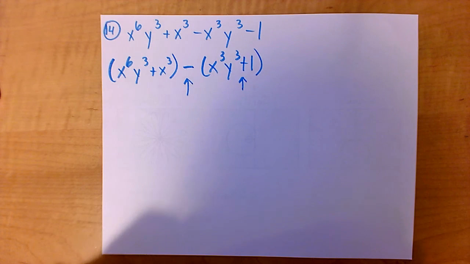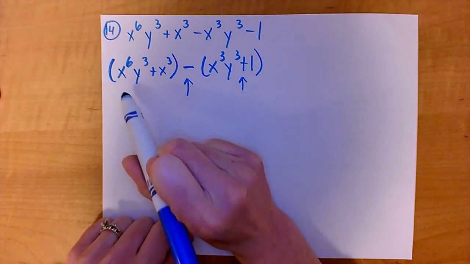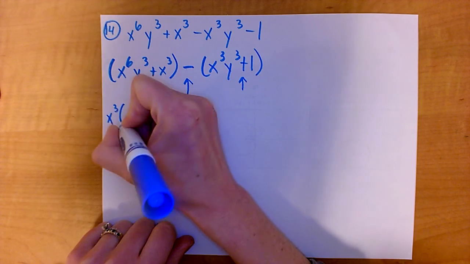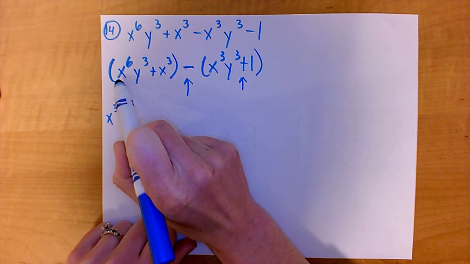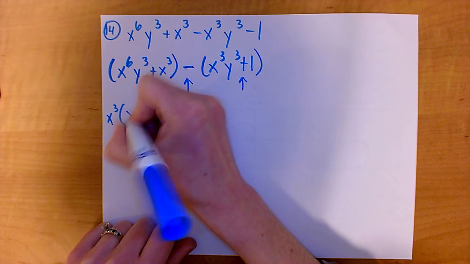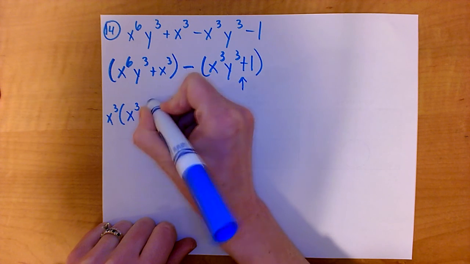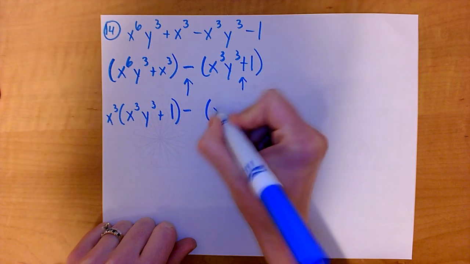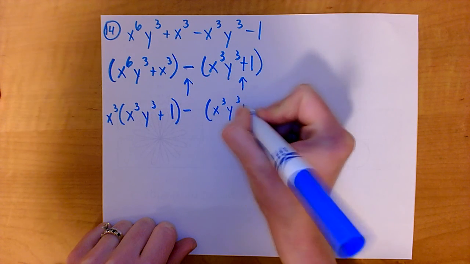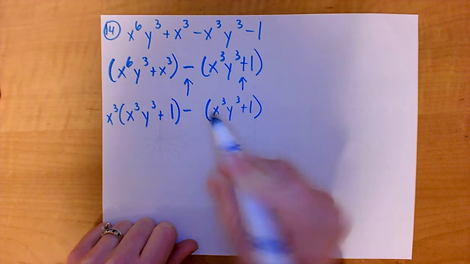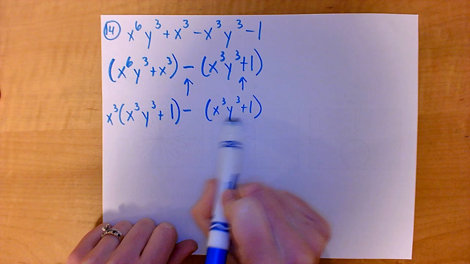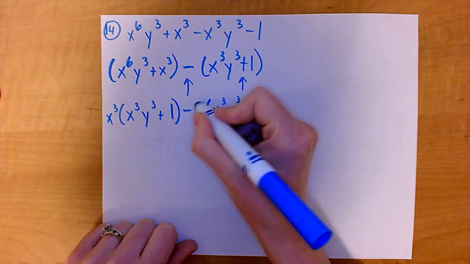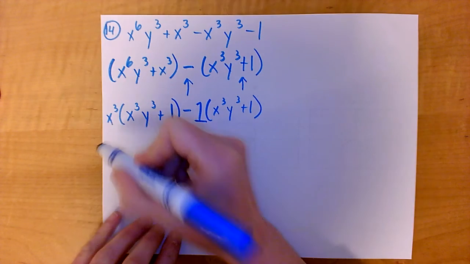Okay? So now we can go ahead and find the GCF in each set of parentheses. So the GCF in this set of parentheses is going to be x cubed. And if I pull that out, well, x to the 6th divided by x cubed, that'll give me x cubed, and then I still have that y cubed. And then this is just plus 1, okay? And then over here, I'll have x cubed, y cubed, plus 1, okay? Now, there's no GCF in this, but I do have a number in front that's hiding. It's a 1.